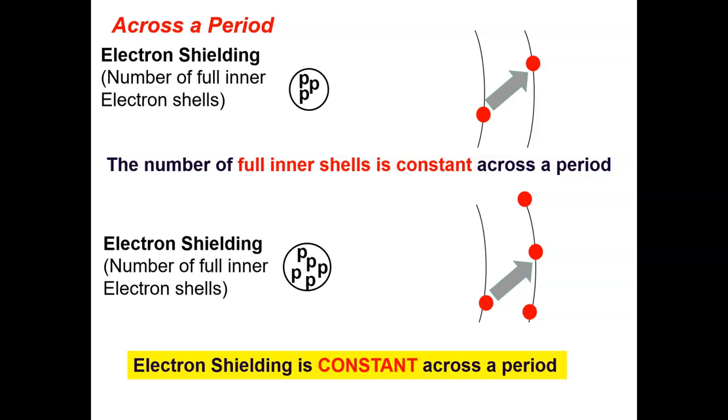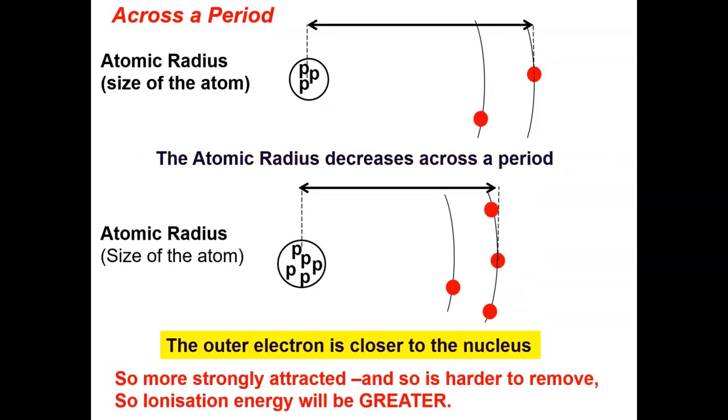So our increased nuclear attraction from the number of protons is not matched or outweighed or opposed by increased shielding. The shielding doesn't do that. The shielding is constant. So there is an increasing pull on the electrons, which is not matched by an increasing repulsion by full inner shells. And of course, our radius suffers as a consequence of this.